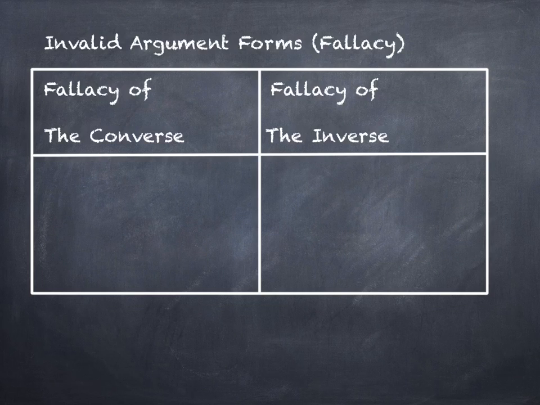The other 2 are fallacies, and they look an awful lot like the first 2 that are valid. They say if you know P implies Q and you know Q, then you know P.